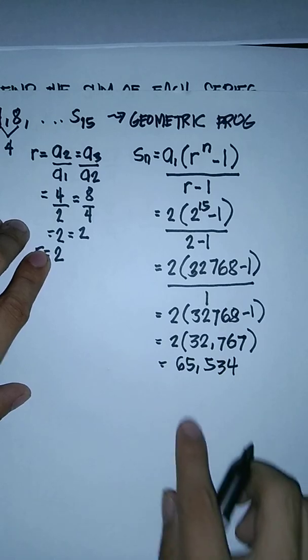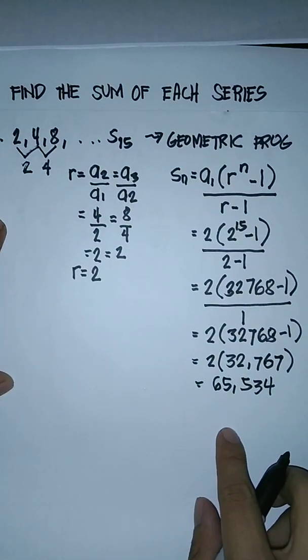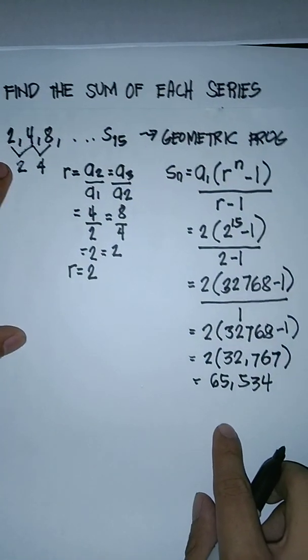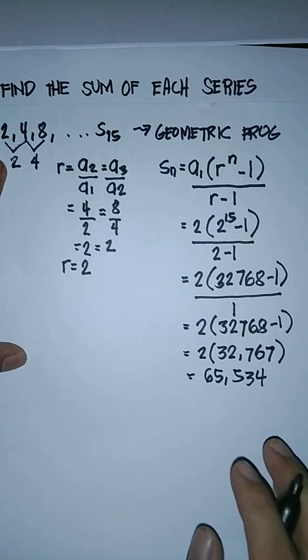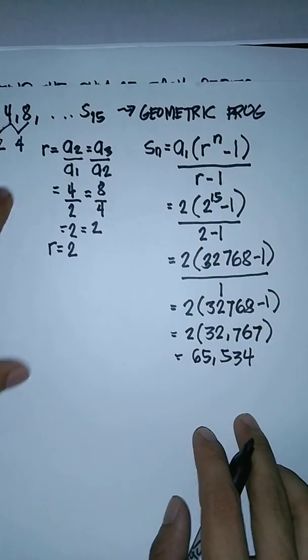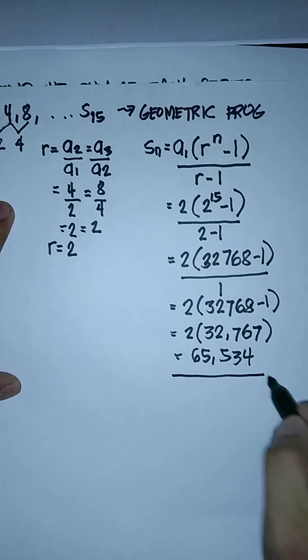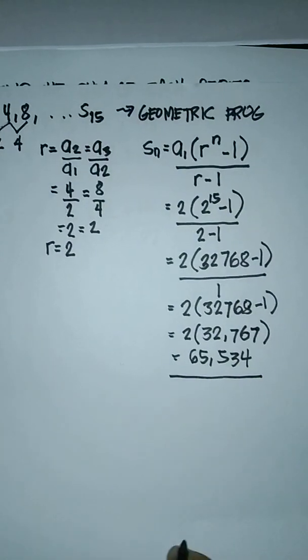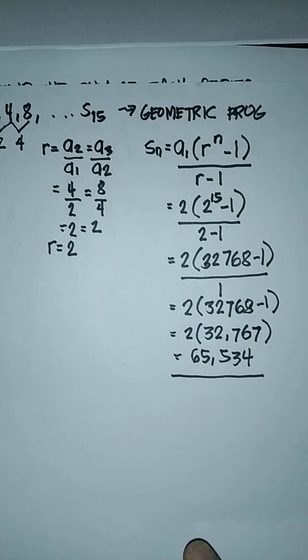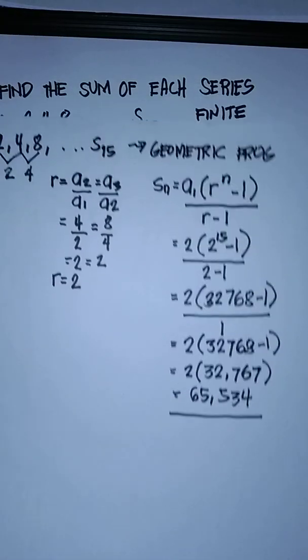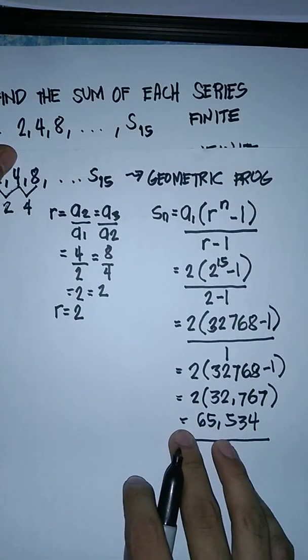65,534. So, the sum of ang ating given series na 2, 4, 8, up to the 15th term is equal to 65,534. Okay. So, that is for the number 1. How about sa number 2?